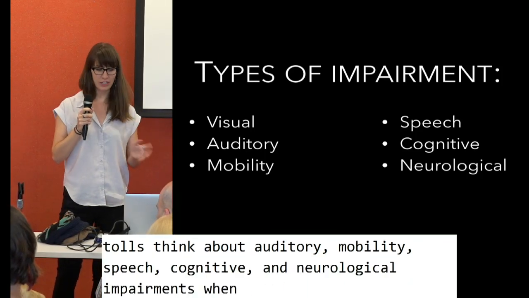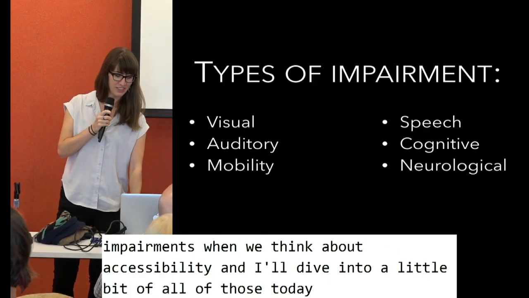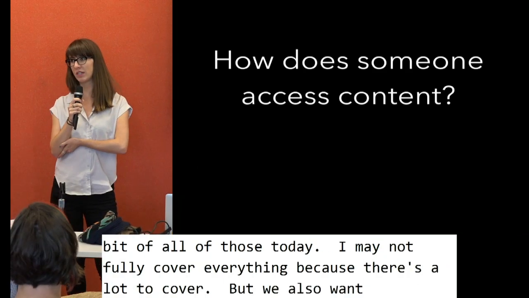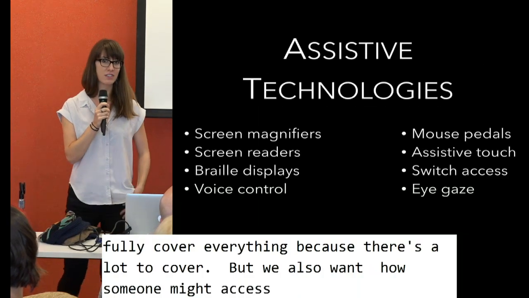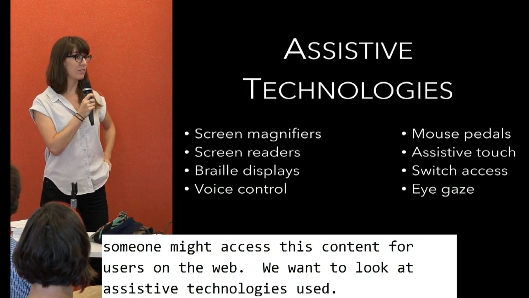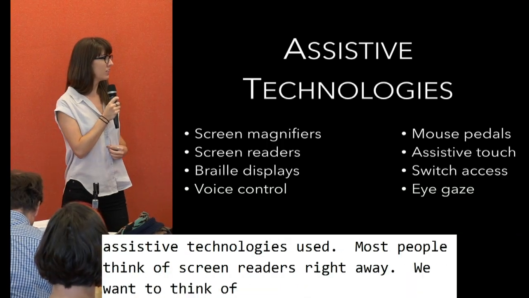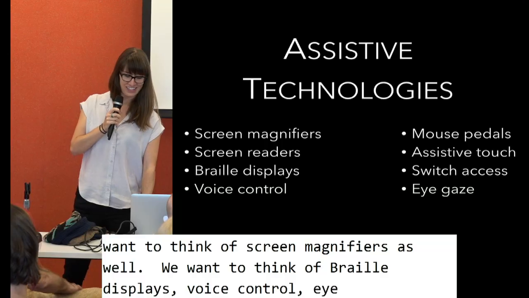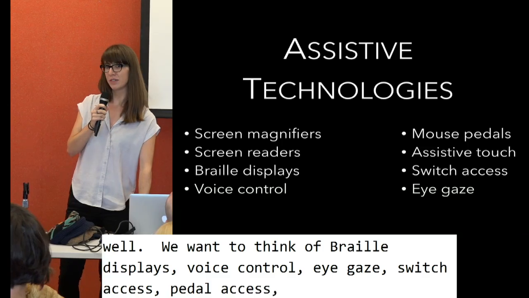I'll dive into a little bit of all of those today, maybe not fully cover everything because there's a lot to cover. But we also want to think of how someone might access the content that we have provided for our users on the web. We want to look at assistive technologies used. Most people think of screen readers right away. We want to think of screen magnifiers as well, braille displays, voice control, eye gaze, switch access, pedal access, and things like assistive touch. There are plenty more, but those are some of the general ideas we want to cover.